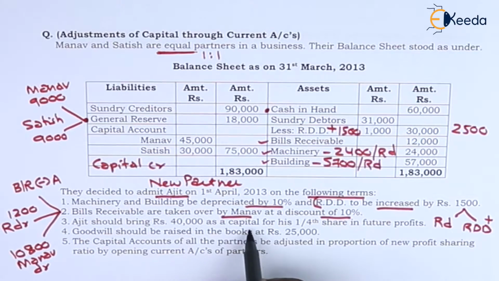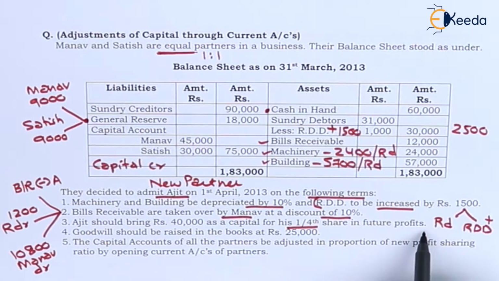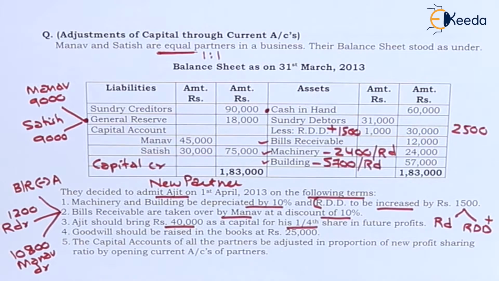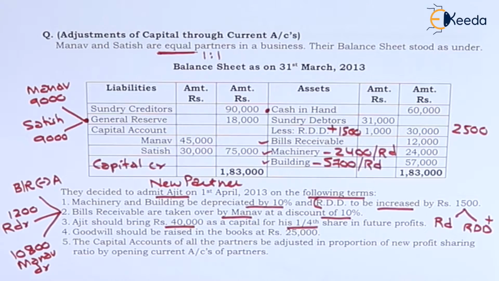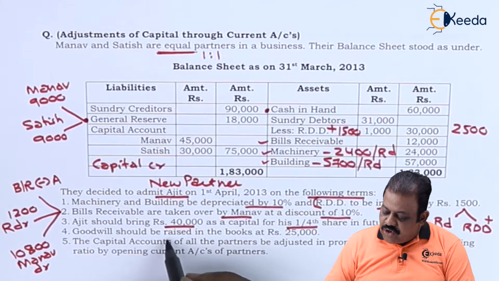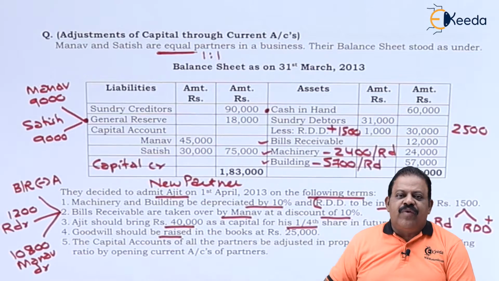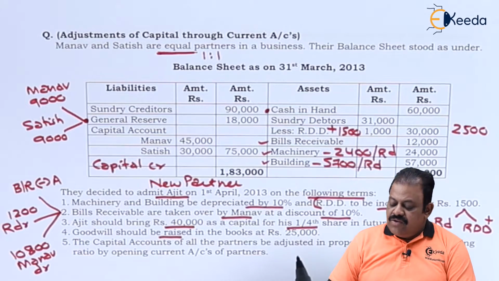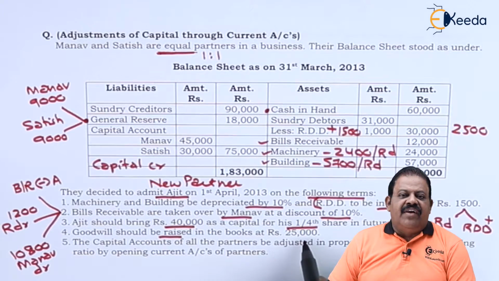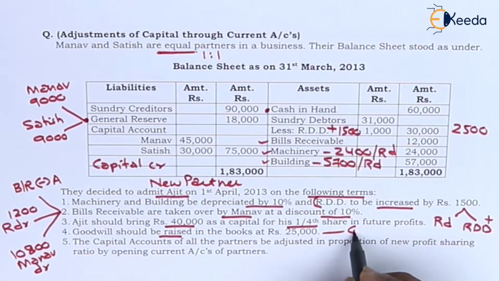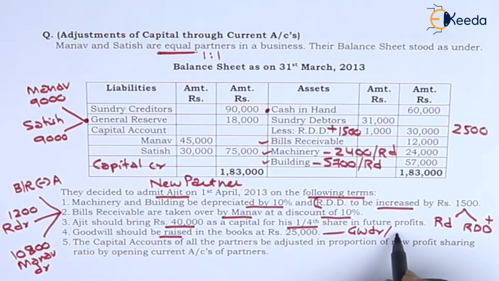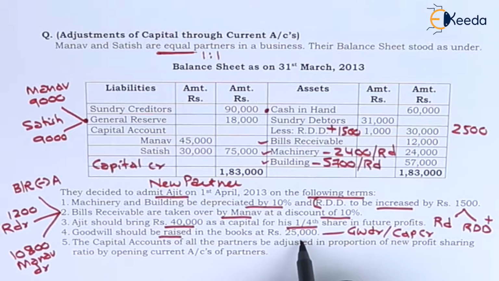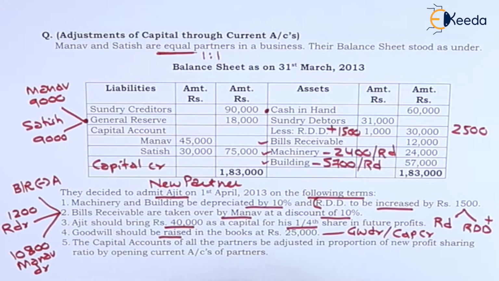Ajit should bring 40,000 as capital for 1/4 share in future profit. This is the capital brought by the new partner. Cash account will be debited. Ajit's capital account will be credited. Goodwill should be raised in the books at rupees 25,000. So the new partner is not bringing cash for his share of goodwill. So the firm's goodwill is raised for 25,000. Here goodwill account will be debited. Old partners' capital accounts will be credited. That is Manav 12,500, Satish 12,500.